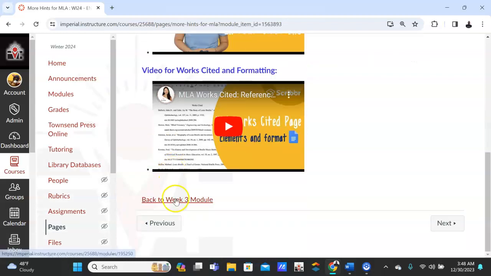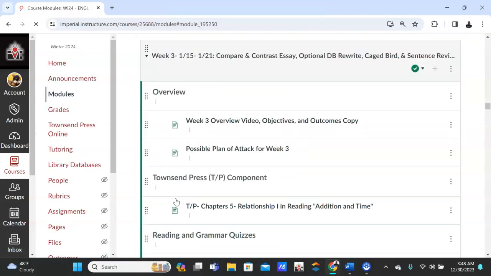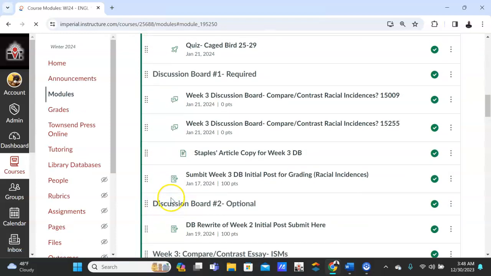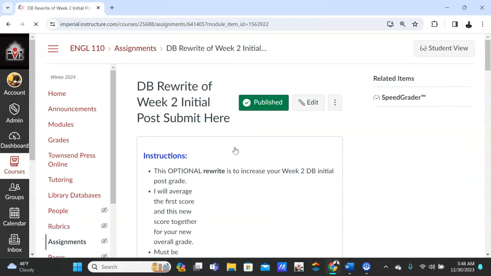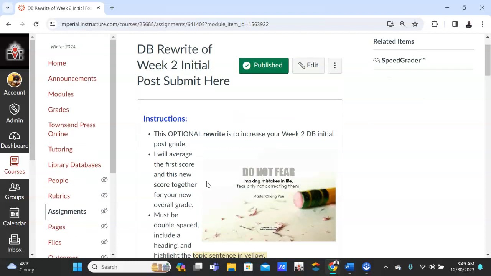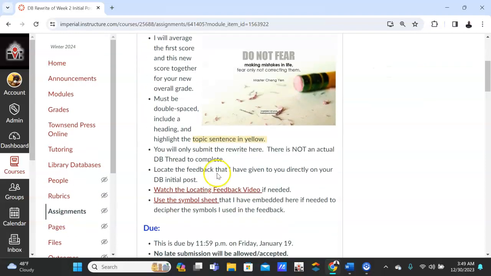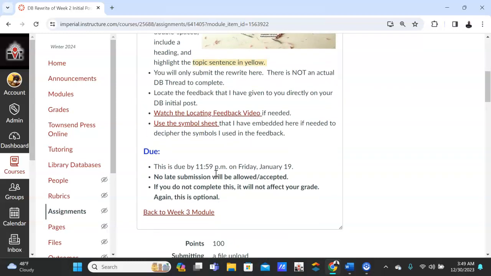Okay, so let's get out of here and let's go to the discussion board. I'm going to start with the optional discussion board. The optional discussion board is just that, it's optional. What I'd like you to do is take the feedback from last week's discussion board about introductions, how Staples started his article, and take the comments that I typed and rewrite it, fixing those errors for a better grade. So again, it's optional. You don't need to do it if you don't want to. However, it is due on Friday, January 19th.